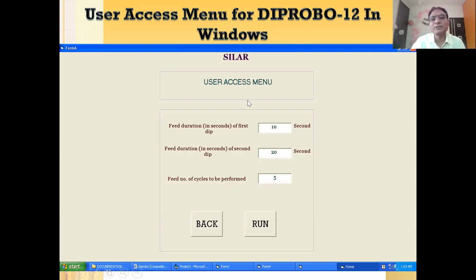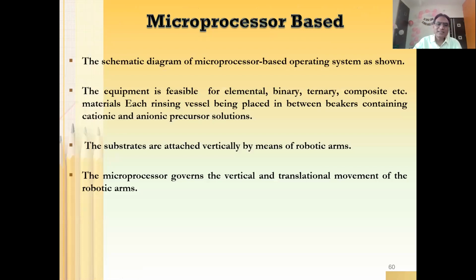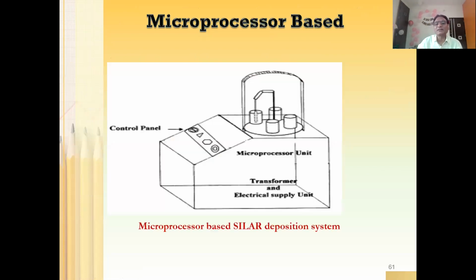So this is going to be a window which we developed in the research laboratory. We can have a microprocessor control as well. So this is a typical schematic diagram of a microprocessor controlled stepper for the SILAR technique. So here what we are doing is not that sophisticated, very simple, right?